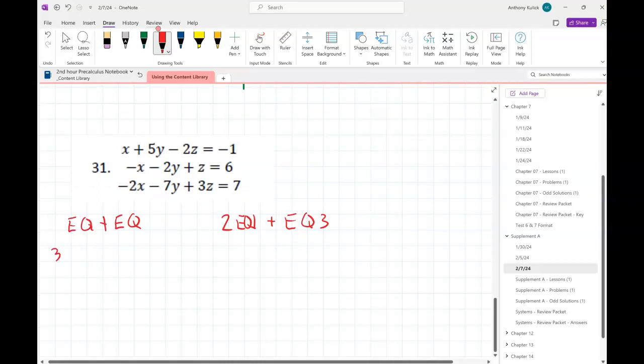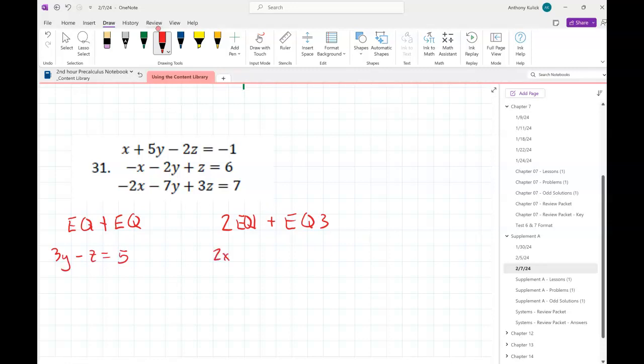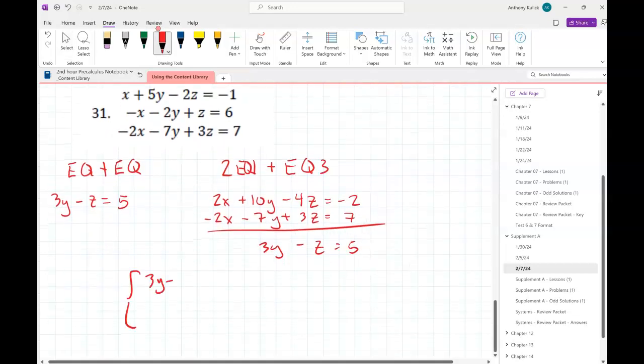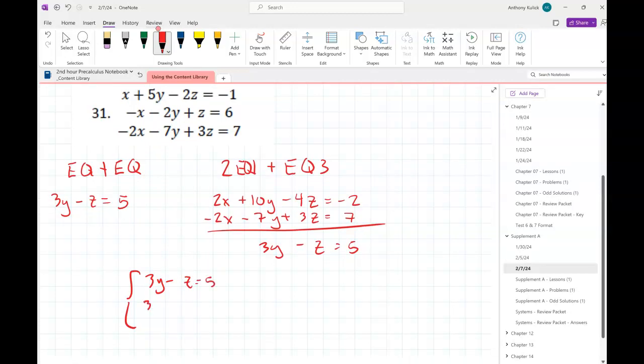So let's see. We have 3y minus z equals 5 for that one. Then 2x plus 10y minus 4z equals negative 2. Negative 2x minus 7y plus 3z equals 7. So that's going to be 3y minus z equals 5. I'd see that they are the same. So right away, what does that tell me? Well, that's for the whole thing. Now let's find the general solution, because I'm going to ask you to do that.